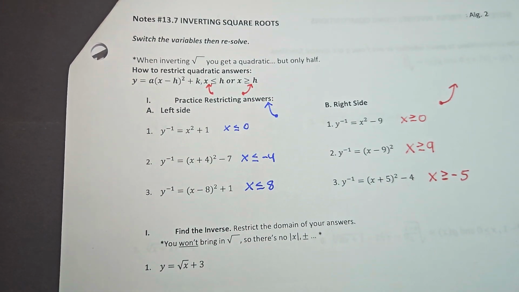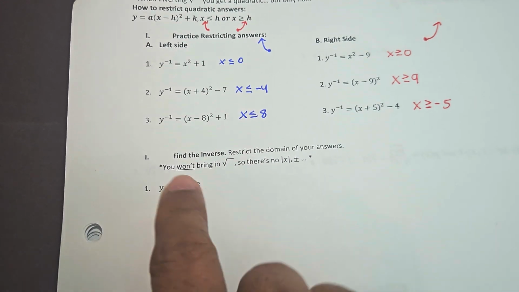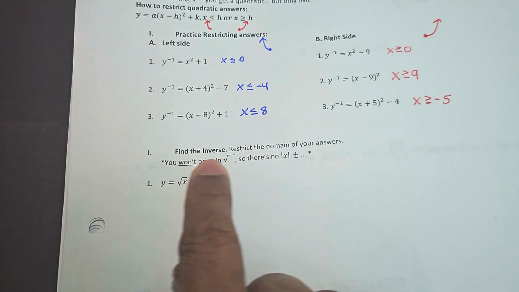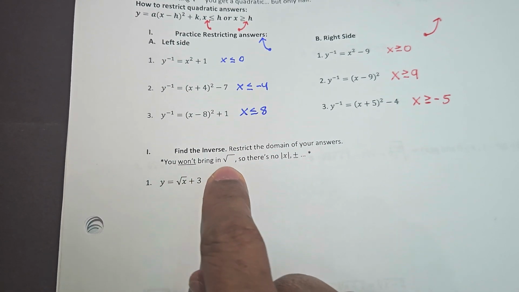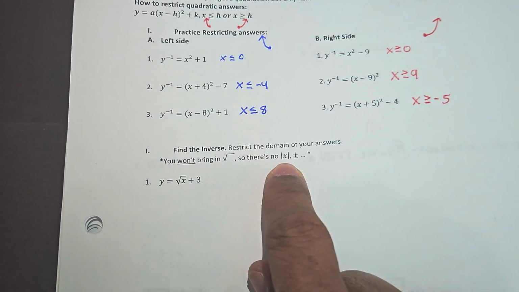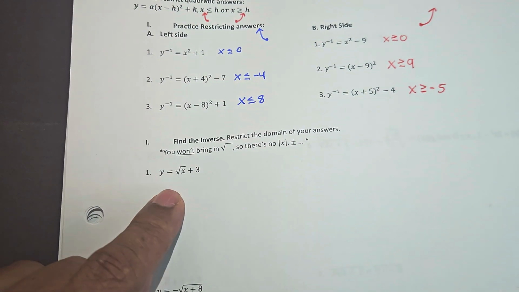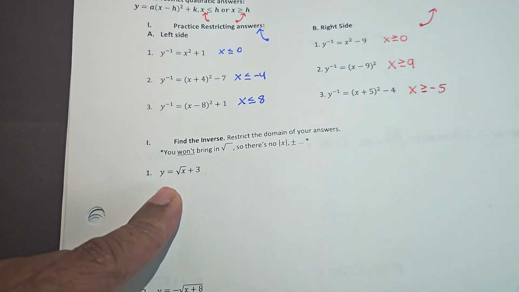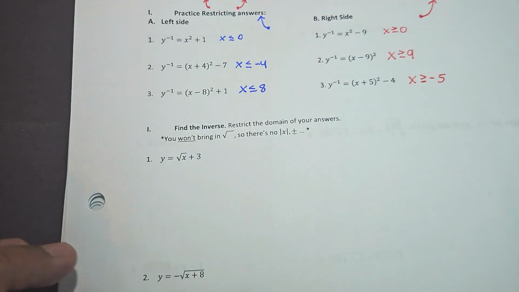So with that said, let's go to example number 1. Let's find the inverse. Restrict the domain of your answers. You won't be bringing in the radical, so there's no absolute value. So don't worry about plus or minus today. Notice this one, we have the square root, right? So what we want to do is switch the x and the y.